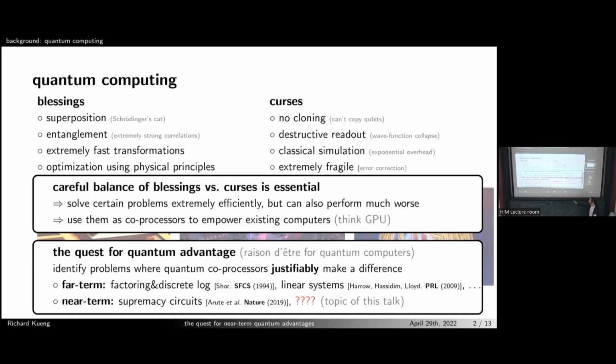Okay, but apart from that, we don't know that much. There's a lot of heuristics, there's a lot of hype, there's a lot of interest, but we don't know many justifiable examples where quantum computers can make a difference. Are there questions at this point?